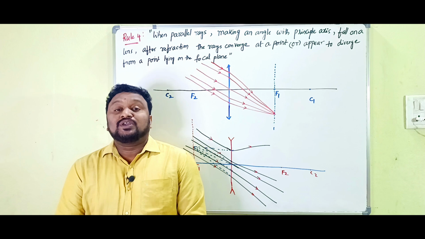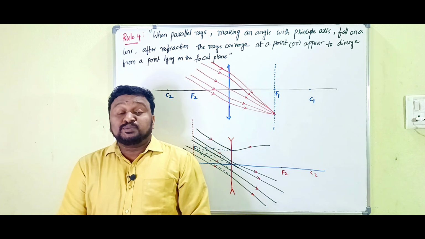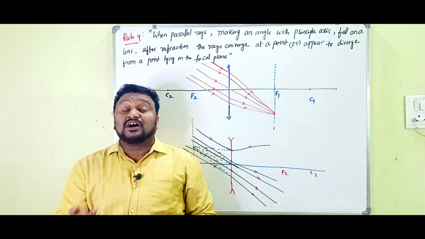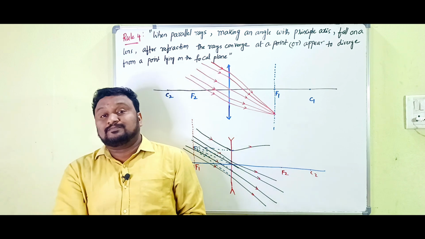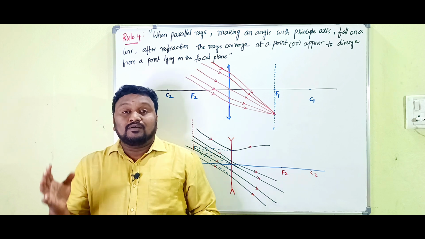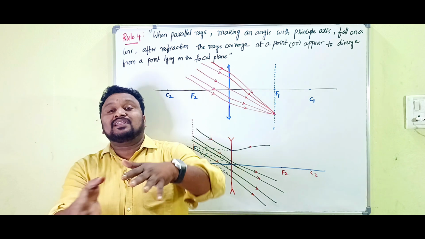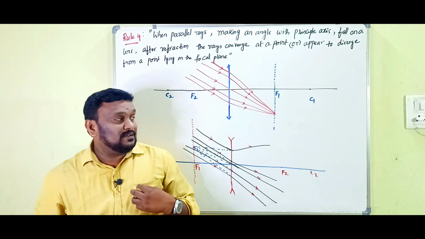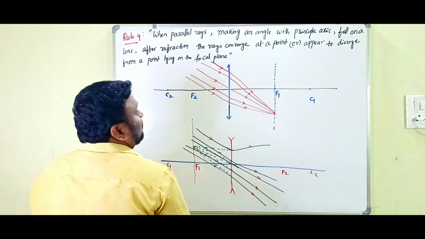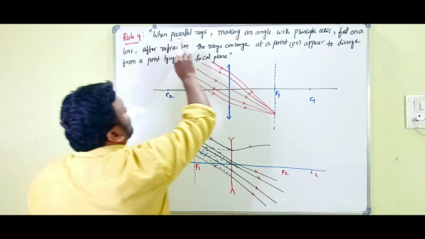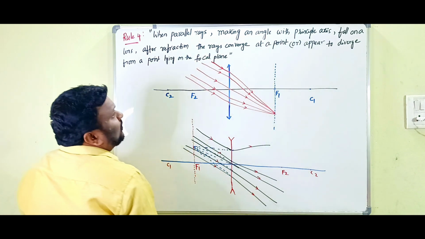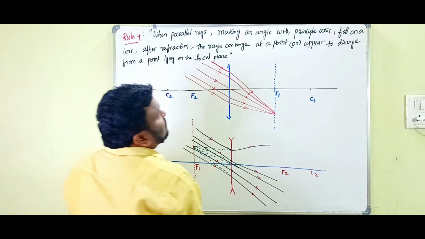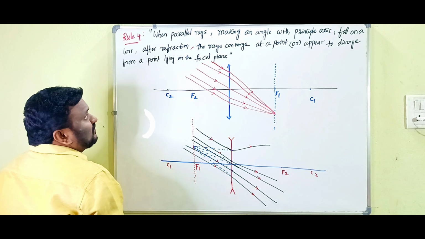Clear, children? Now we can go for rule number 4. The rays which are incident on a lens making some angle, after refraction, will converge or diverge at a point in the focal plane. That is rule number 4. When a parallel beam of light is incident on the lens, it will make some angle with the principal axis. After refraction they converge or diverge at a point in the focal plane. You will understand very clearly by looking at the diagrams. Rule number 4: when parallel rays making an angle with the principal axis fall on a lens, after refraction the rays converge at a point or appear to diverge from a point lying on the focal plane.